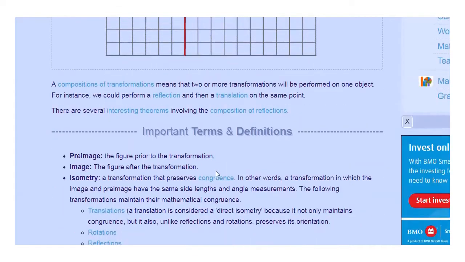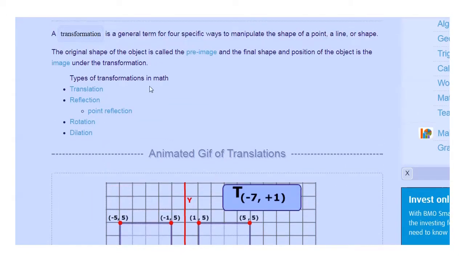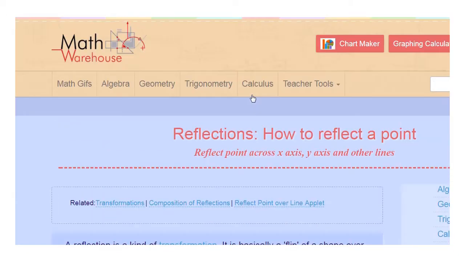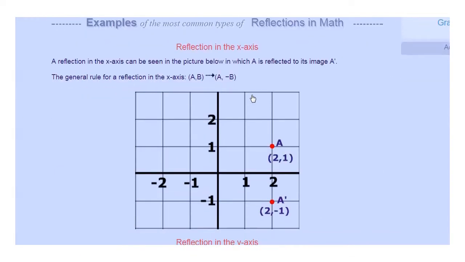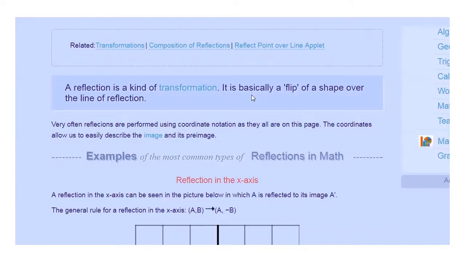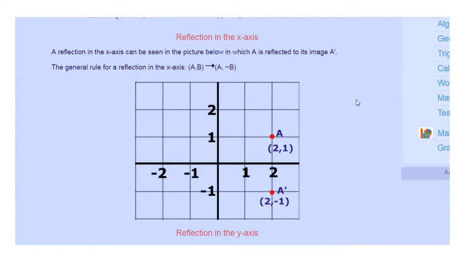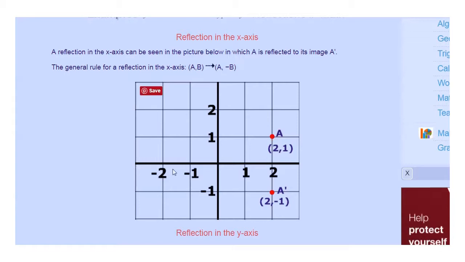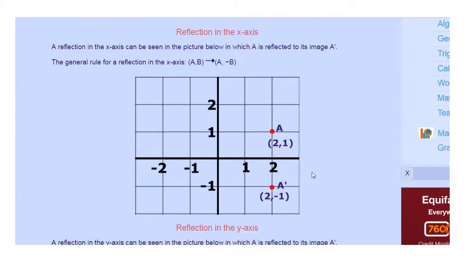Okay, moving on. Let's go back up here. We can hit reflection. So this is going to be a reflection on the x-axis, and they just reflected a point. They called this point A, and they reflected it upon the x-axis. So imagine they folded their paper in half on the x-axis, and this is where the matching point would be. So it's one space away from the x-axis.